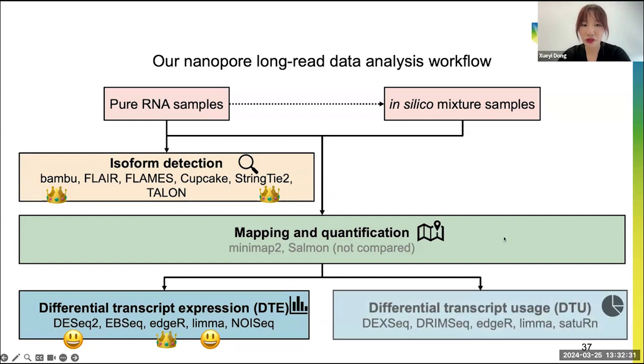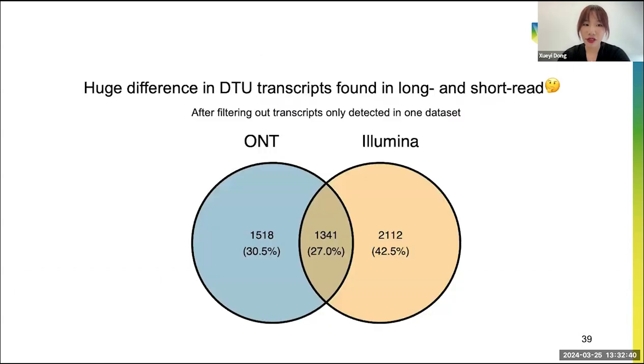And then let's go to the DTU analysis methods. So here we looked at 5 different methods. Firstly, I looked at the DTU transcripts identified in long read and short read data, and I found out that the overlapping is quite small, which means that when you are using long read or short read data to do your DTU experiment, you may have very different results.